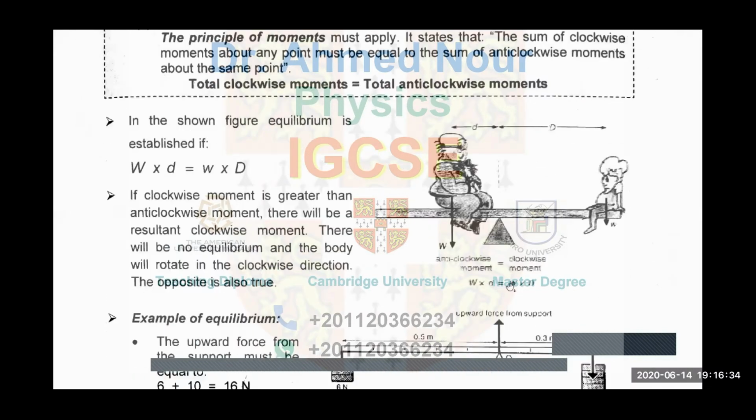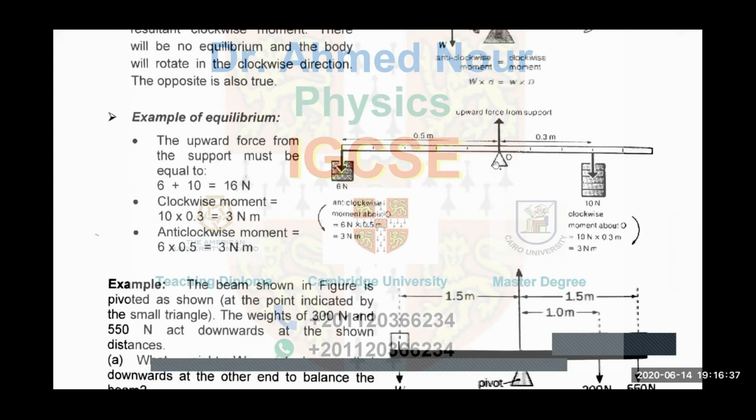Let's see, this is the pivot or fulcrum, represented by a small triangle. This is the force and this is the pivot. So this distance is the perpendicular distance between the force and the pivot. When I multiply this force by the perpendicular distance between the force and the pivot, this is the moment. And its measuring unit is Newton meter.